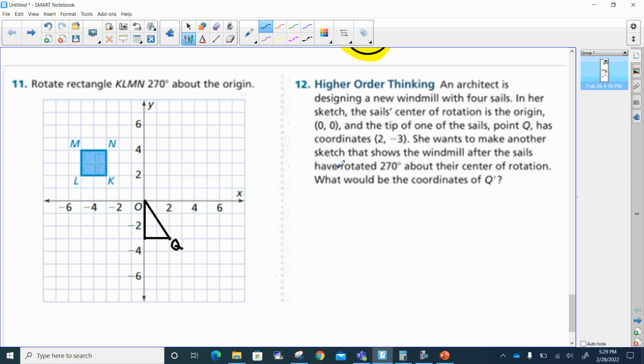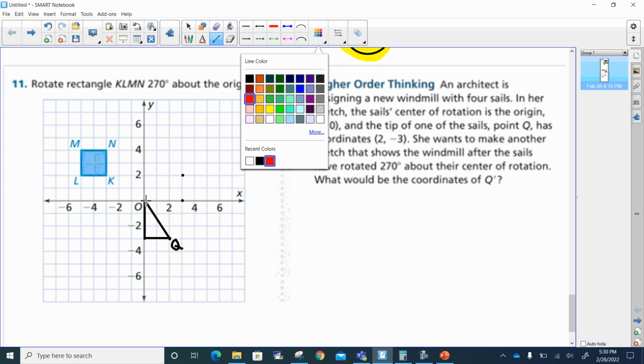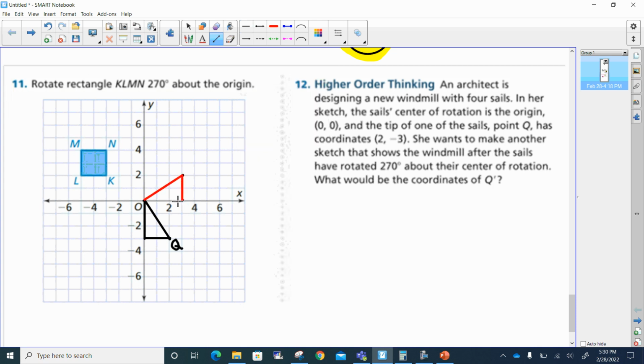Now they're saying after the sail has rotated 270 degrees, notice it doesn't say negative, which means we're going counterclockwise whenever they say that it is a positive rotation. So the first rotation, which would be 90 degrees, remember this now becomes our x. So this is going to be here, here, and here. I'm going to make all of these a different color. So this flap of the windmill is going to be at, hold on, I wanted it a different color. There we go. This one now will be here, here, and here.